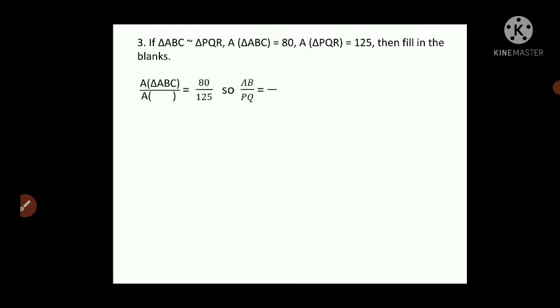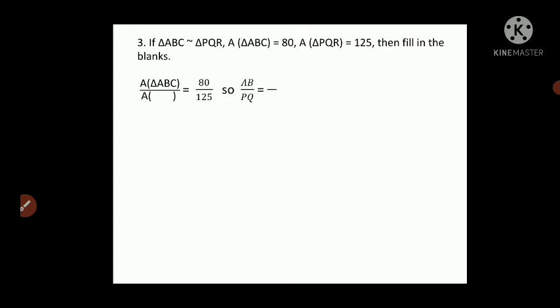Now we'll move on to the next, that is question number 3, again given in the form of an activity. If triangle ABC is similar to triangle PQR, both the triangles are similar, and it is given that area of triangle ABC is 80 and area of triangle PQR is 125. Then fill in the blanks. Area of triangle ABC upon area of dash is equal to 80 upon 125. So AB upon PQ will be again dash.